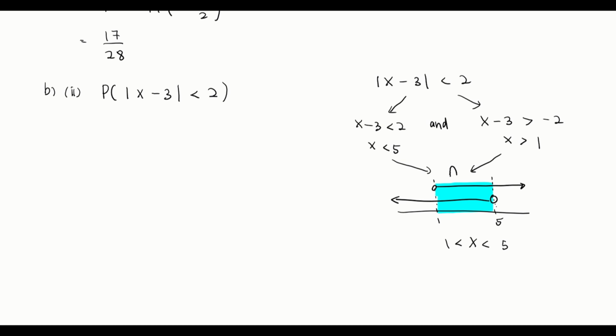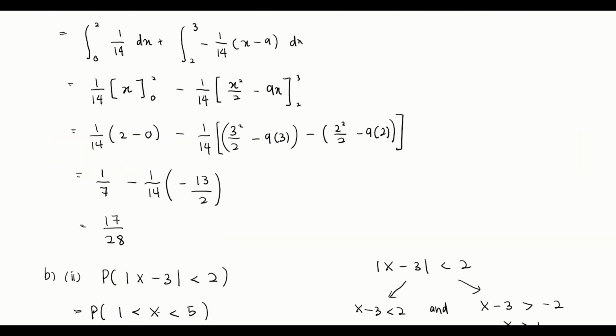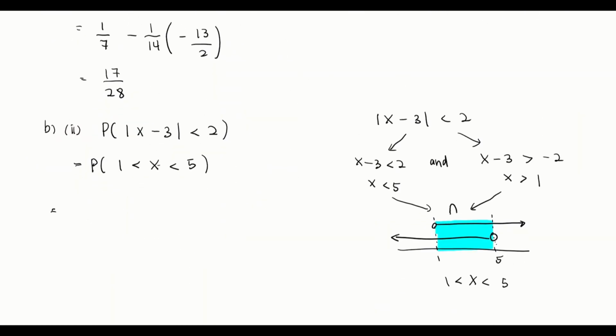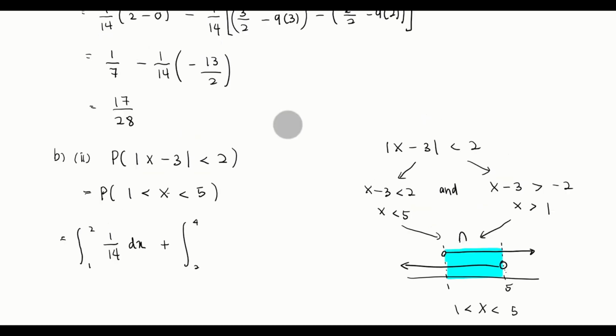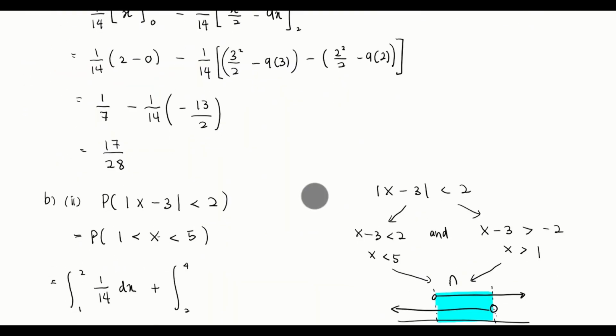So this probability is equivalent to finding the probability of x between 1 and 5. And since our interval only involves between 0 and 4, if we want to find this probability, we just integrate. The first one is from 1 to 2, and the function is 1/14, and another one is from 2 to 4, not to 5, because our function is only defined until 4 and otherwise is 0. So we just integrate until 4.